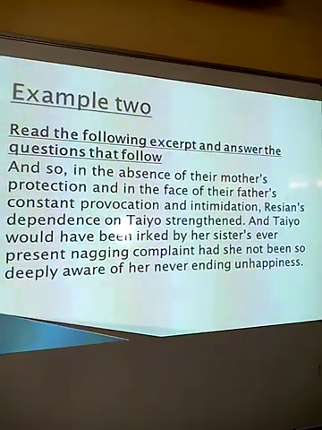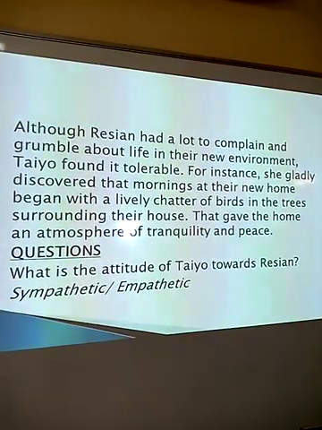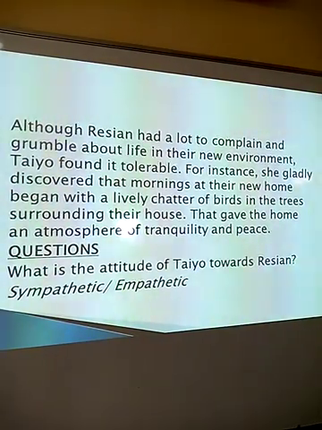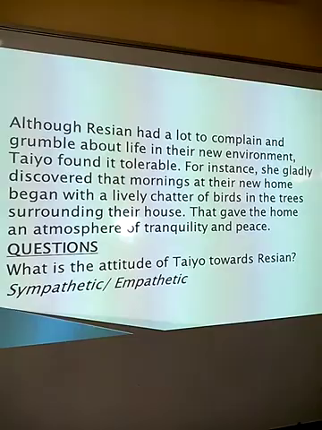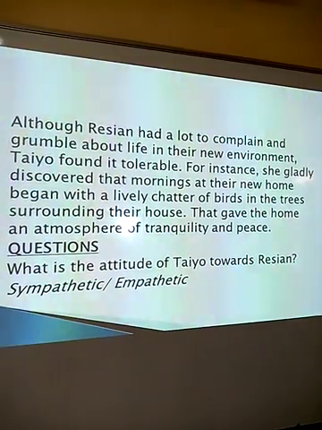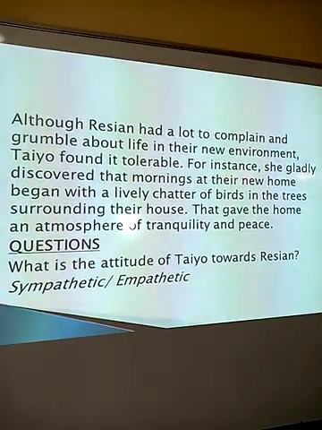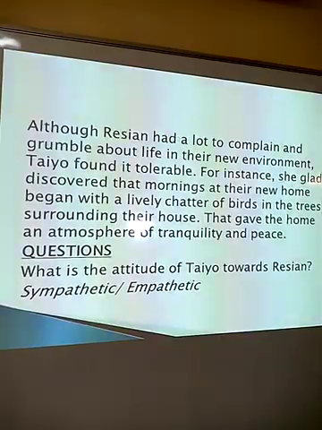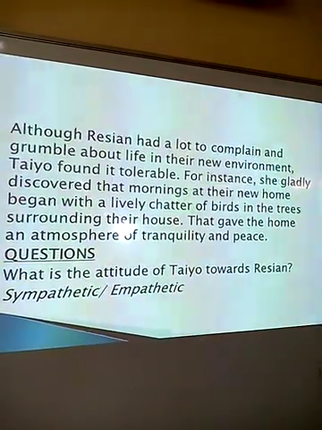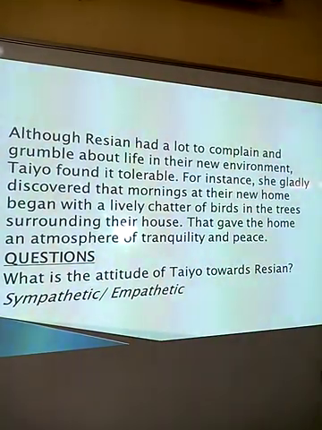never-ending unhappiness. Although Resian had a lot to complain and grumble about in their new environment, Taiyo found it tolerable. For instance, she gladly discovered that mornings at their new home began with the lively chatter of birds in the trees surrounding their home. That gave the home an atmosphere of tranquility." So our second question, or our second example, is asking, what is the attitude of Taiyo towards Resian? So what does Taiyo feel for the sister?